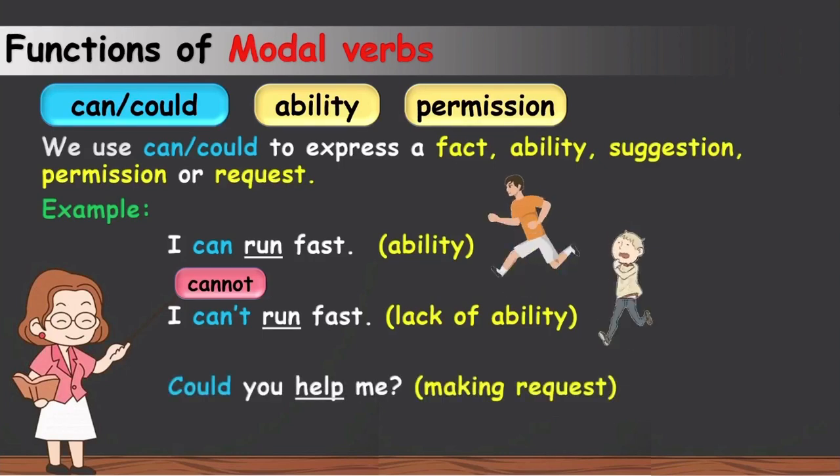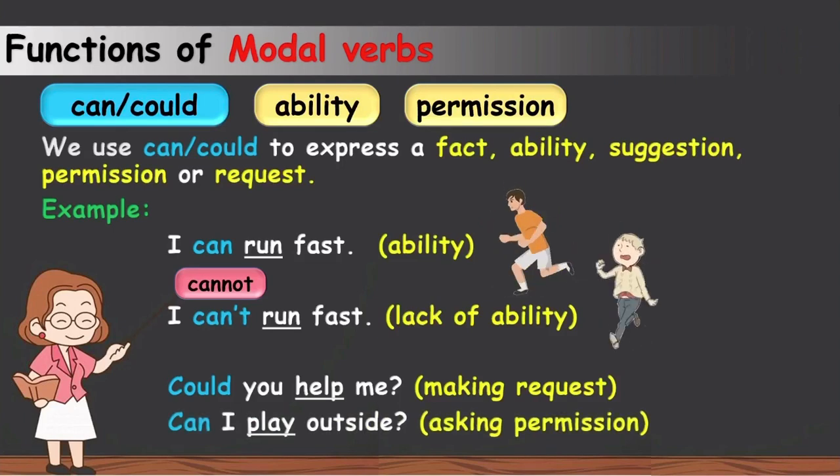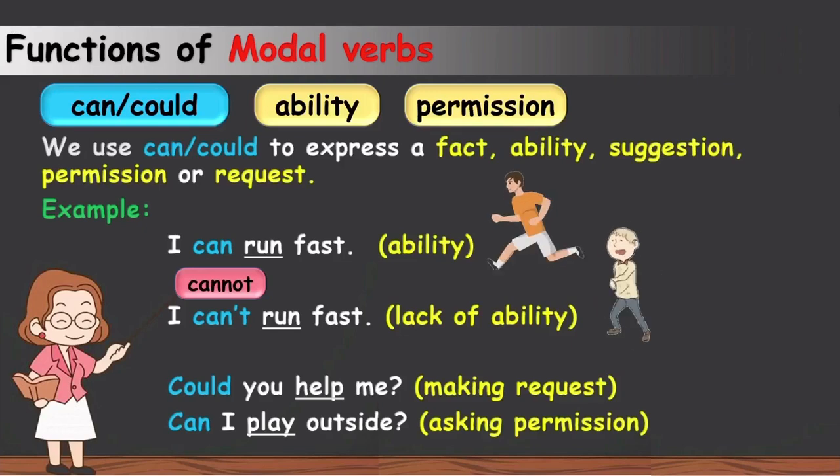Next, could you help me? The modal could expresses a request. Could you help me? Can I play outside? The modal verb can is asking for permission. In here, the speaker is asking for permission if he or she can play outside.